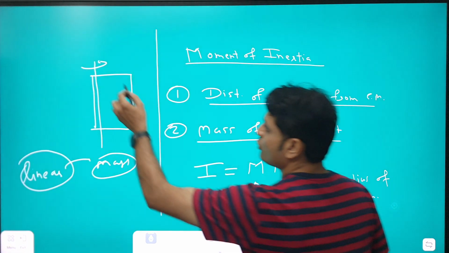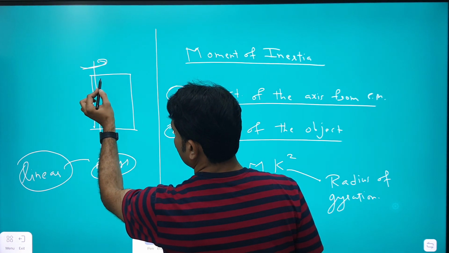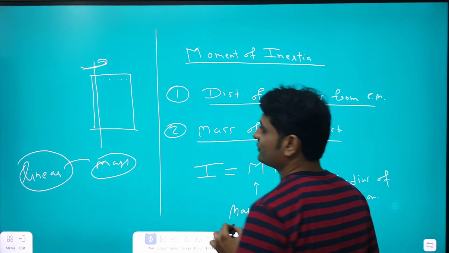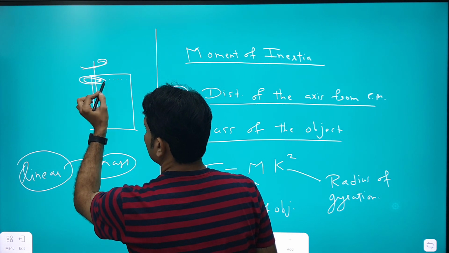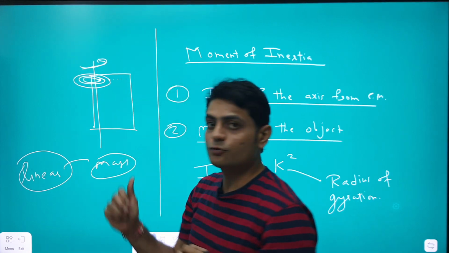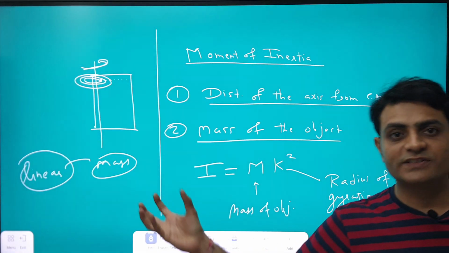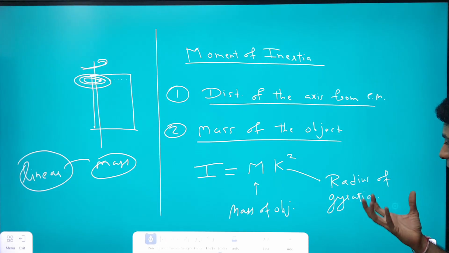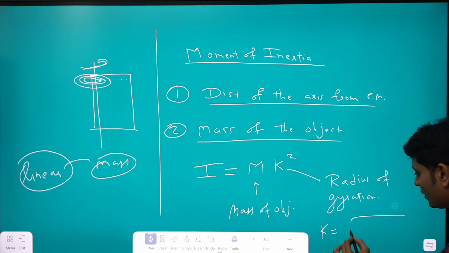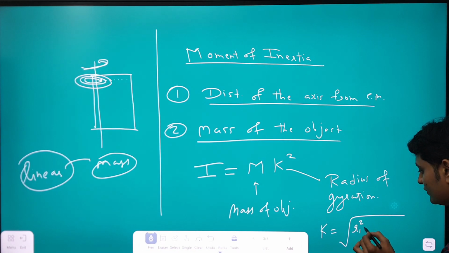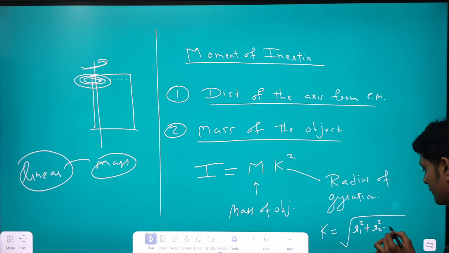Radius of gyration is a sort of average radius. If you are rotating a book like this, then the radius of all these particles is not the same. Radius means when the object is rotating, all these particles will traverse a circular path, and the radii of all the circular paths will not be equal. So we have to take a physical quantity called radius of gyration, which is given by the formula k is equal to root of r1 square plus r2 square up to rn square by n. So this is a sort of average radius.